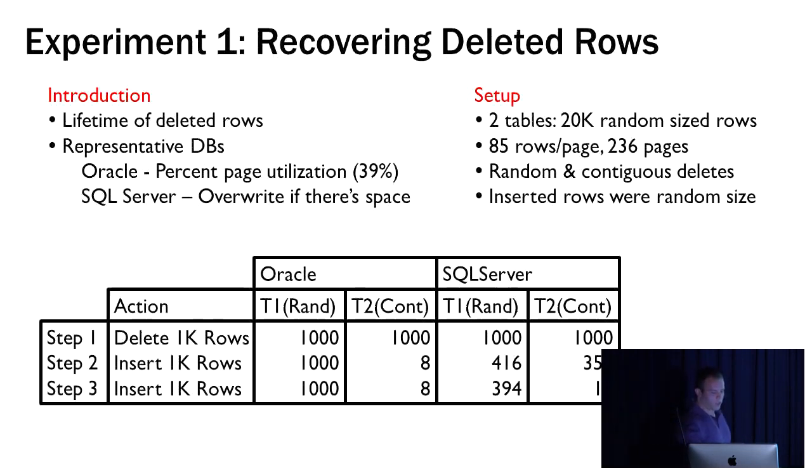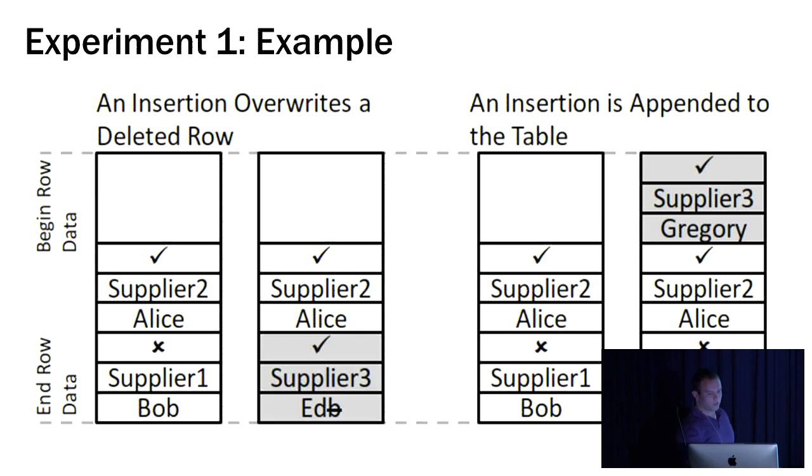And so to illustrate what's going on here with the random deletes, I have the deleted row supplier 1, Bob. Now, if I insert the row supplier 3 ed, I can overwrite it because it's smaller. And the interesting thing is that I still have part of that old row remaining. So that B still remains in the page. However, if I insert the row supplier 3 Gregory, that's too big to overwrite the deleted row, so it gets appended to the table, and that deleted row can still be reconstructed.